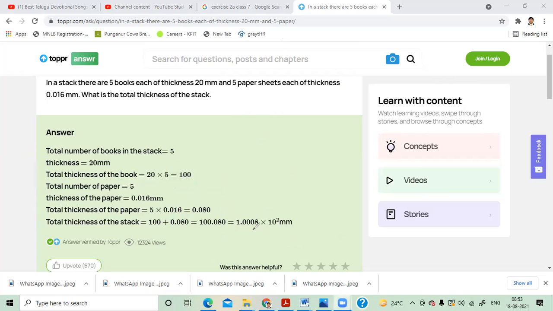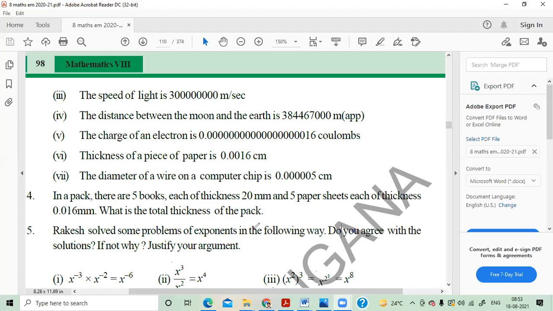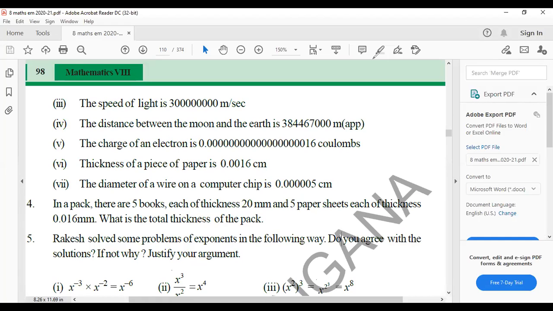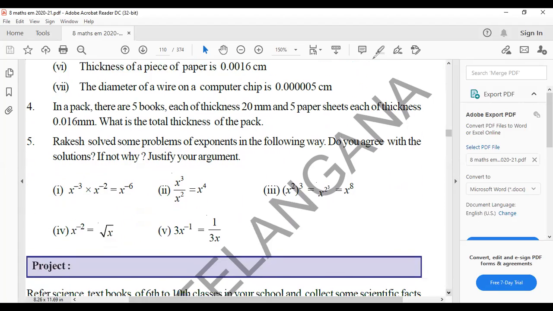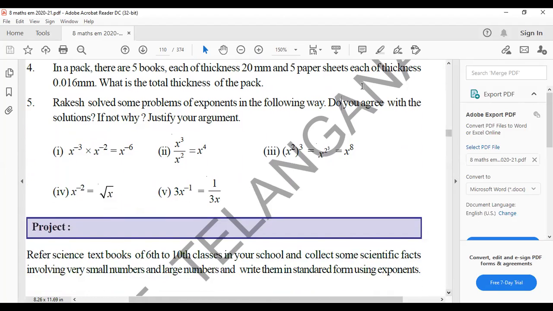Let us go to our regular questions. Still, what is pending there? Now this is done, right? Now looking at the last bit for today's session to complete the chapter. Read the statement of the question. Make it fast. Rakesh solved some problems of exponents in the following way. Do you agree with the solutions? If not, why? Justify your argument.